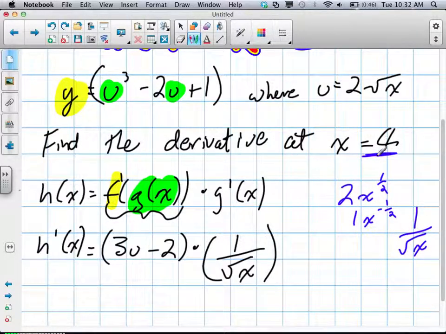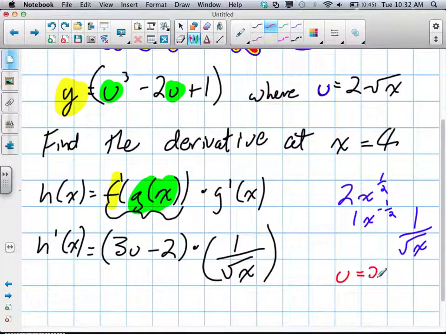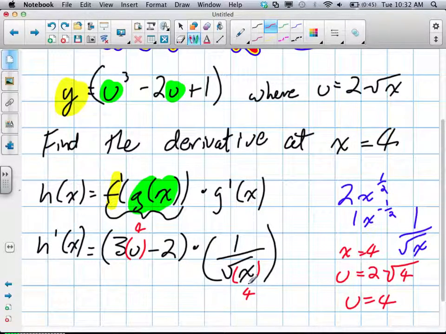Specifically in this question, if x is 4, we can solve for u. We know that u is equal to 2 times, and because we're solving when x is 4, 2 times root 4, well, u will be 4 in this case, and x will be 4. Okay, they end up actually being the same thing. So when we plug this in, I would replace my u with 4, and I replace my x with 4, and this would help me find.